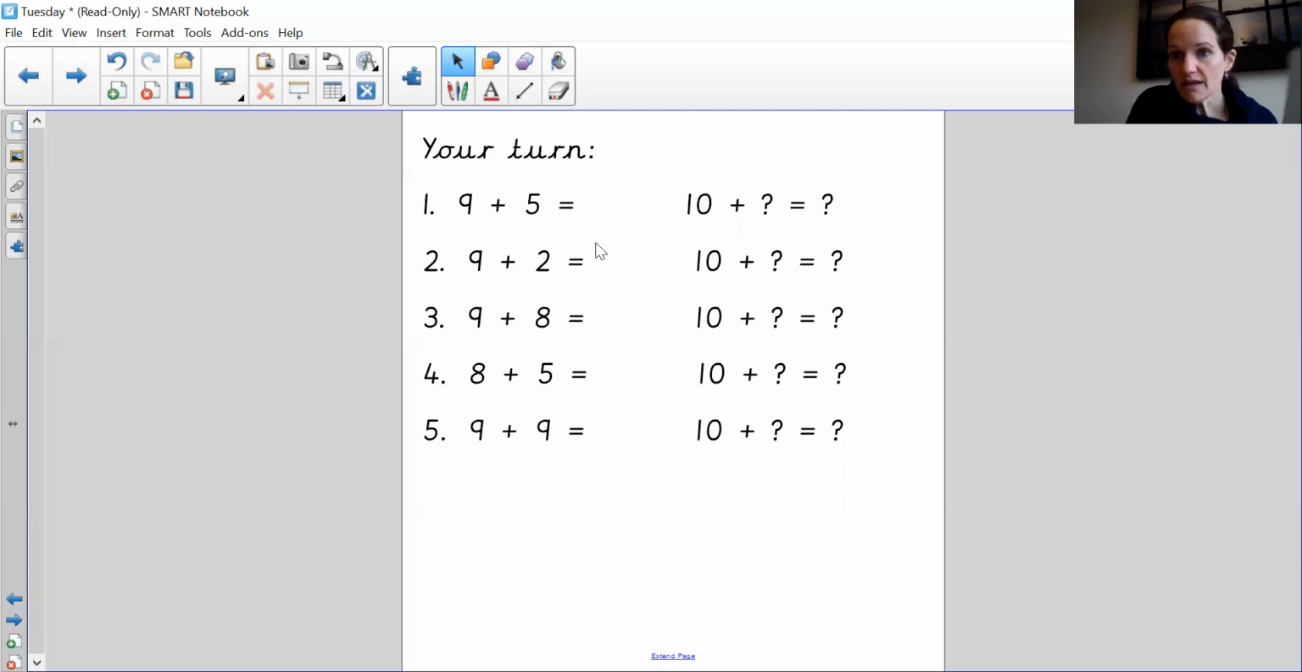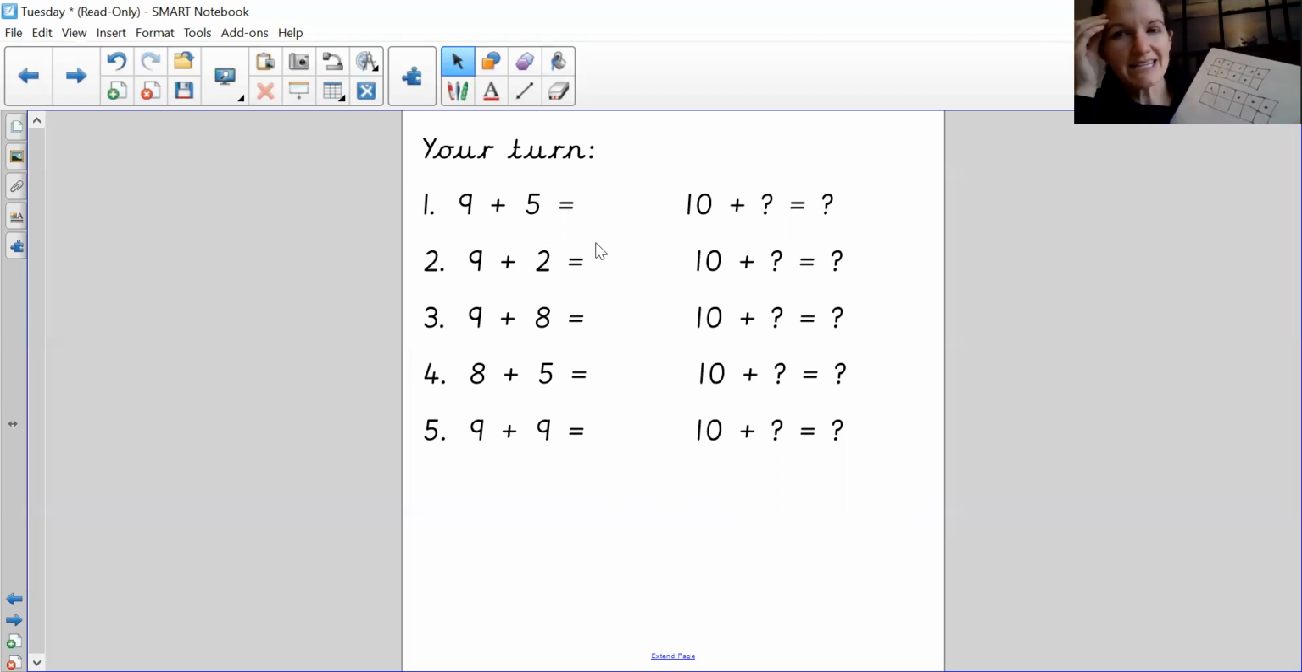So if I was to look, I would have my tens frame. And I'm going to use 2 ten frames because I know that I'm getting more than 10. Okay, so 9 plus 5. I'm going to go 1, 2, 3, 4, 5, 6, 7, 8, 9. And then I've got 5. 1, 2, 3, 4, 5. So that is 9 plus 5.